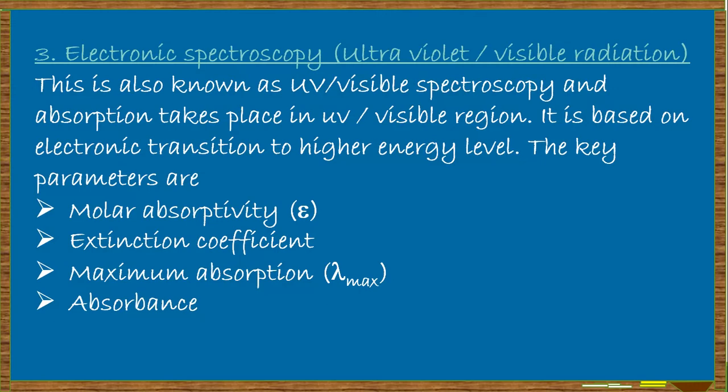The next one is electronic spectroscopy. The radiation used here is ultraviolet and visible radiations. This is also known as UV visible spectroscopy, and absorption takes place in UV visible regions. It is based on electronic transitions to higher energy level.